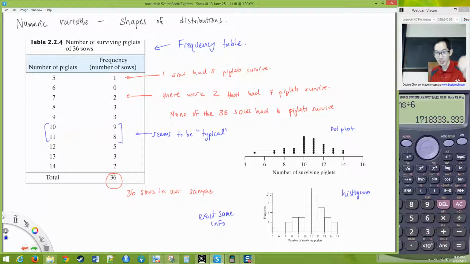So if you see a histogram like this, you see, oh, here we have a bar right here. This represents one sow that had 5 pigs. 5 piglets survive. Here I have a bar of height 2. So if I said, you know, how many piglets survived to the sow that had the most number of survivors? And you would say, oh, well, the one that had the most surviving is over here, and there were 14. Okay.